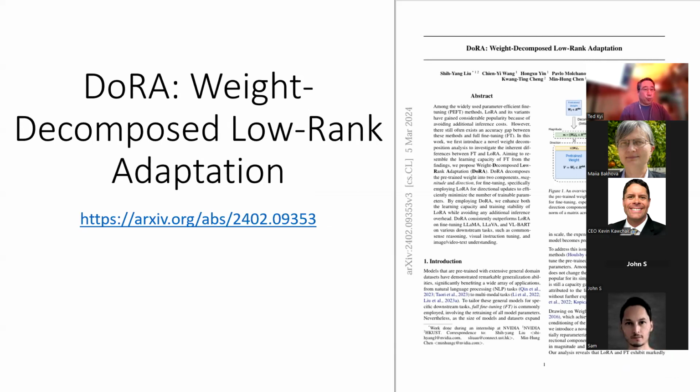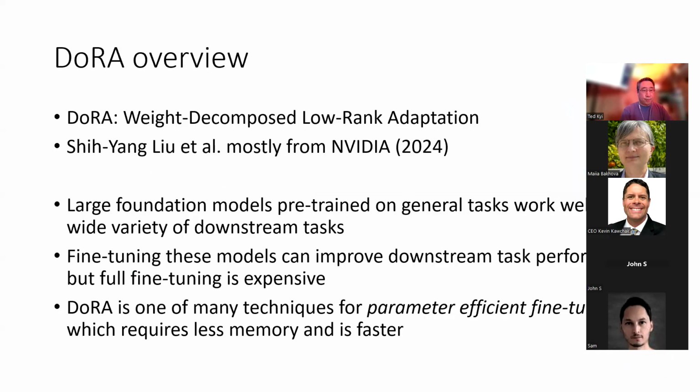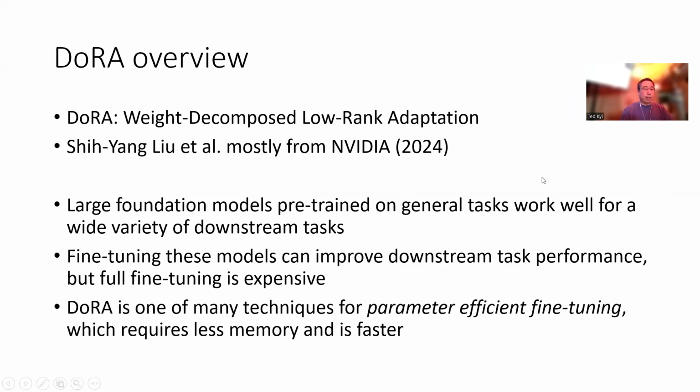So this variant is called weight decomposed low rank adaptation. And you can see it's this team from NVIDIA. The paper is only about a month old. So the general gist of what we're going to be doing here is that you have these large foundation models that are trained on general tasks, usually with huge amounts of data. Okay, so for language models, you're talking about internet scale amounts of data, way more than you and I have, and way more than typically anybody has for a particular downstream task.